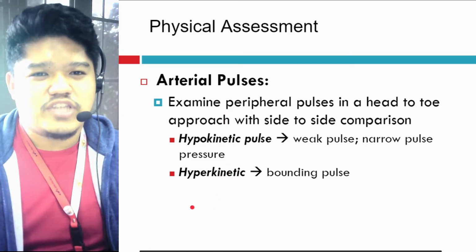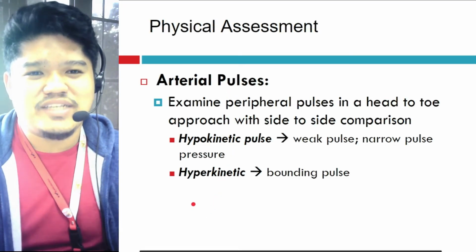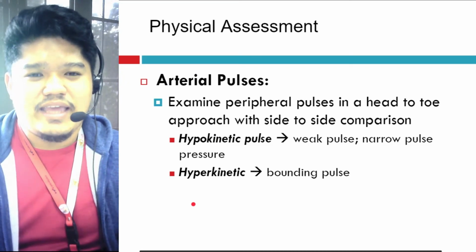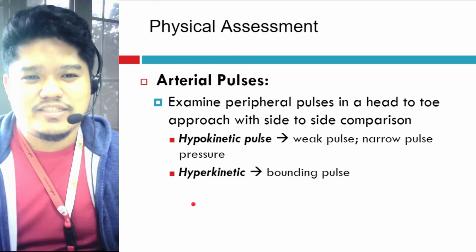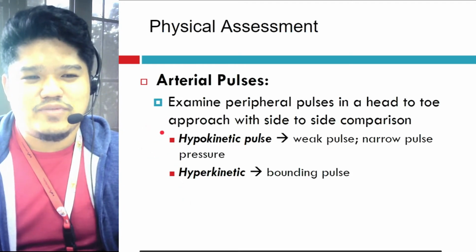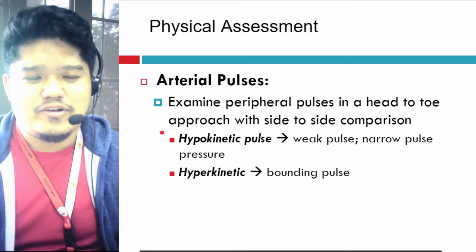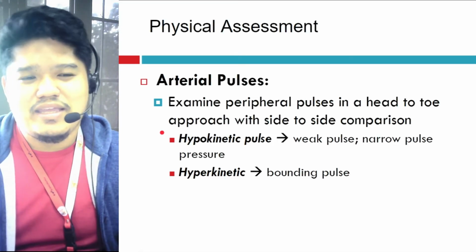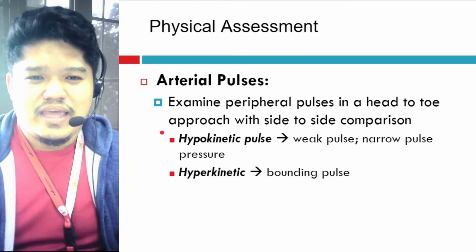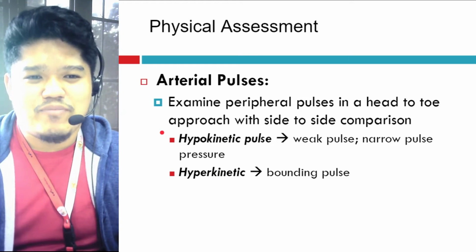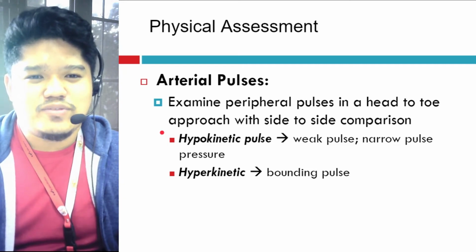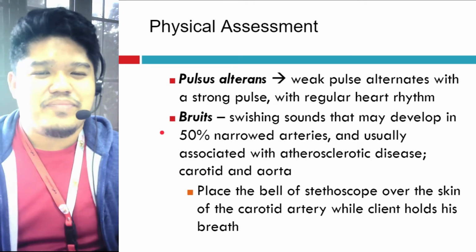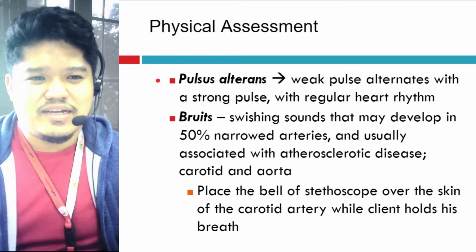Okay, we now check the arterial pulses. So we examine the peripheral pulses in a head-to-toe manner, with side-to-side comparison. A hypokinetic pulse is when the pulse of the patient is palpated to be weak and may indicate a narrow pulse pressure, and a hyperkinetic pulse is described to be a bounding pulse. There is also an alternating of these two kinds of pulses. Alternating of a weak and a bounding pulse is termed pulsus alterans.